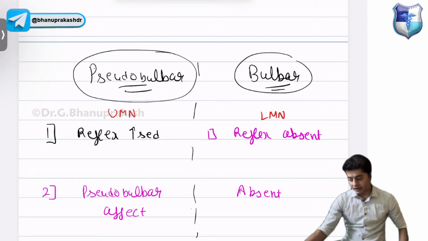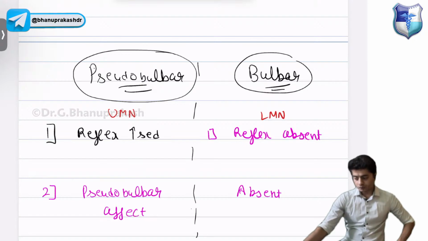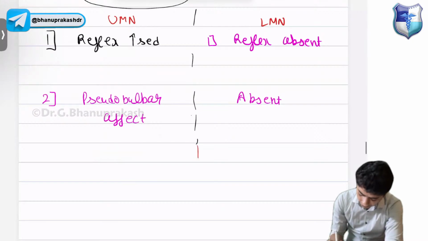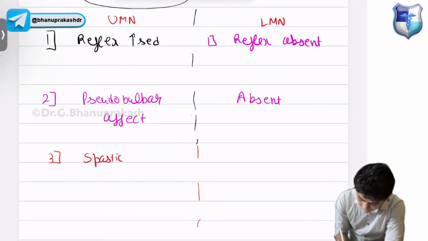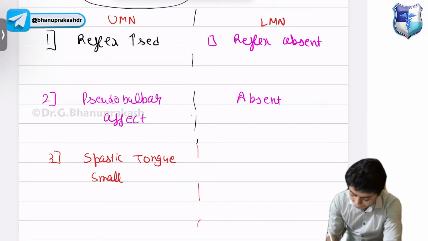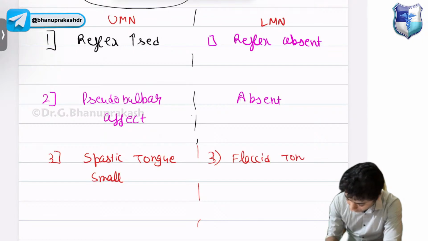Other differences, can you tell me the other differences? What will be the other differences? Anyone? So, in UMN, what kind of tongue will be there? There will be a spastic and small tongue. But in bulbar, it will be a flaccid tongue with fasciculations.